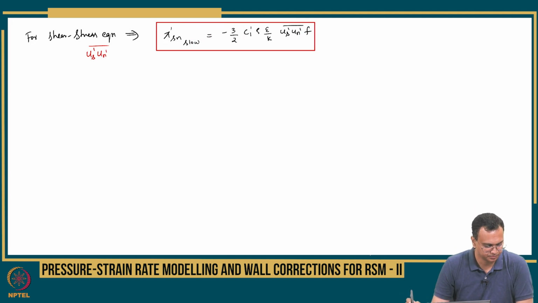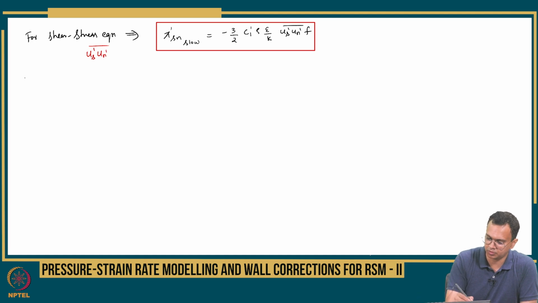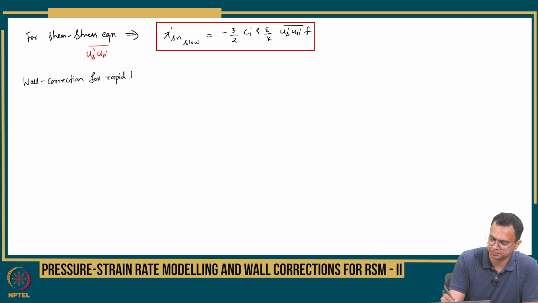Okay. So this gives the 3 correction terms that are used, or the wall correction terms for the slow: normal stress, 3 normal stresses and the shear stresses. But we also need it for the rapid, okay. So the wall correction for the rapid term.